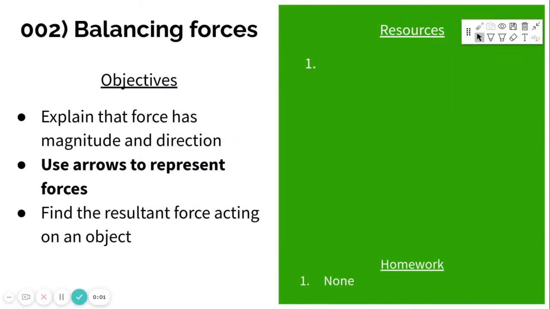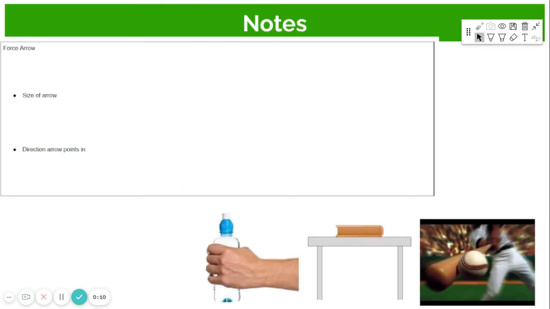All right, boys, so now we're going to be talking about how we use arrows to represent force. We spoke about magnitude and direction, now we're going to talk about arrows. And there's actually a very big connection between the two.